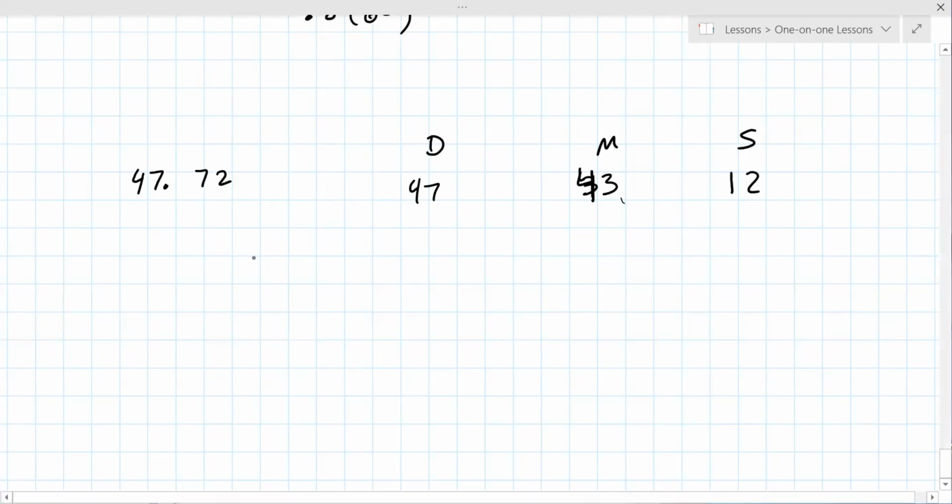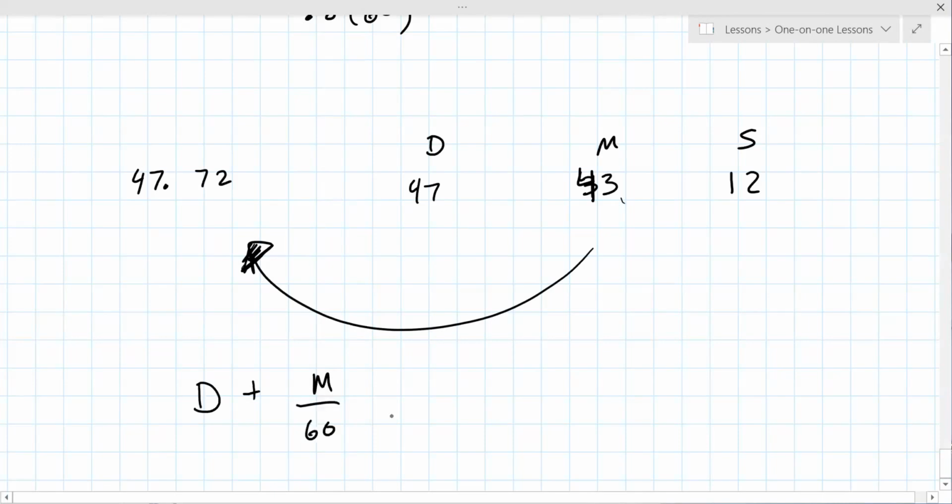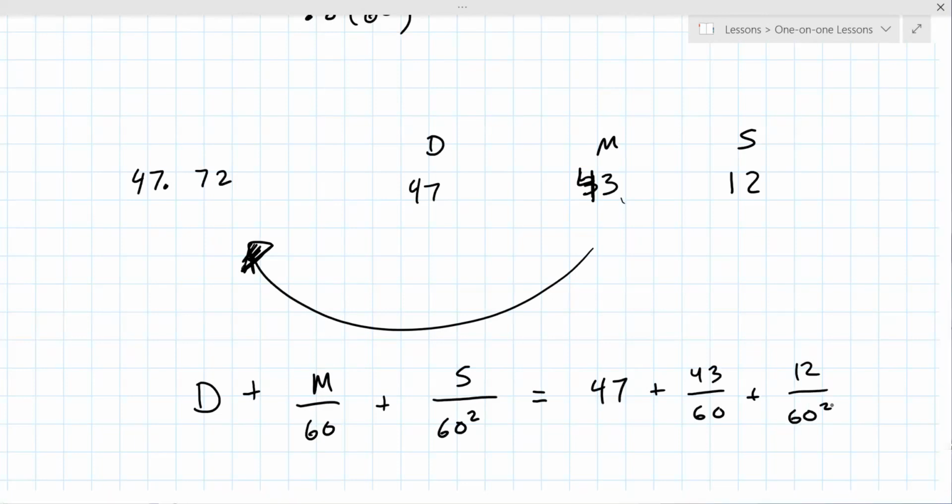All right. So now we're going to go backwards. It's not meant to be complicated, but it's a little bit different. To go backwards, you take your degrees and you add your minutes. Actually, let me write out the formula. You take your degrees, add your minutes divided by 60 plus your seconds divided by 60 squared. So in your case, it's 47 plus 43 over 60 plus 12 over 60 squared. Do that and you should get back to the original, and then we'll do another.